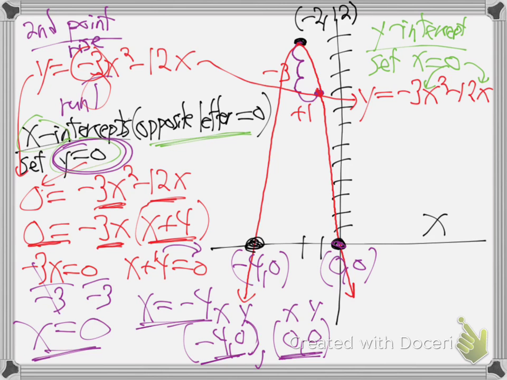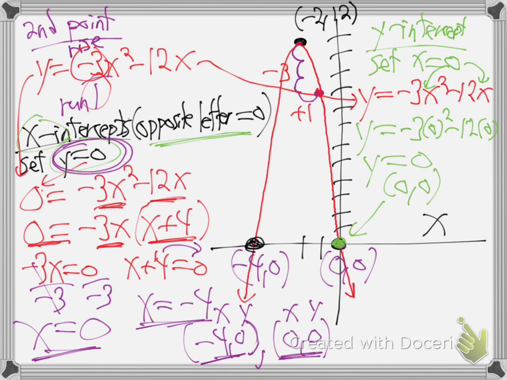Plug in 0, plug in 0. Y equals minus 3 times 0 squared minus 12 times 0. Y is 0. So that is the point 0, 0 right there. The point we already have for the x-intercept. That point is both the x-intercept and the y-intercept.